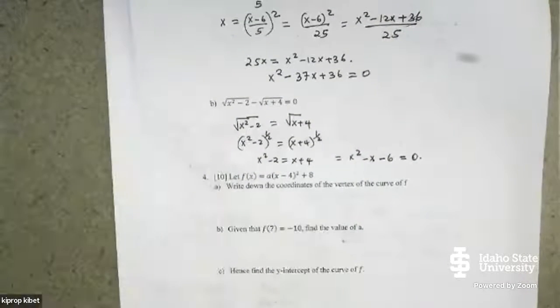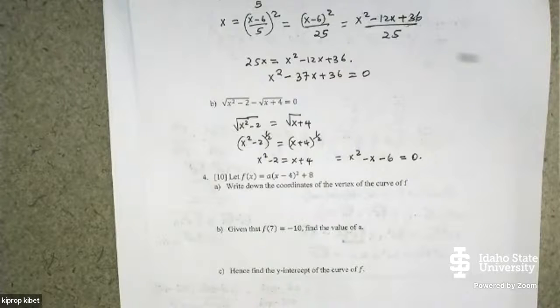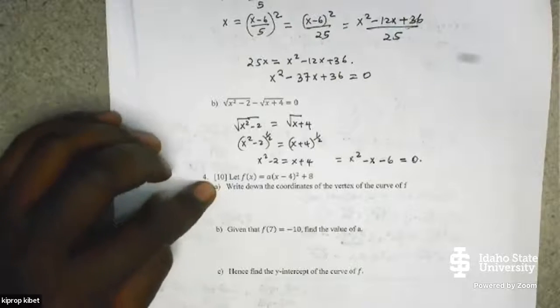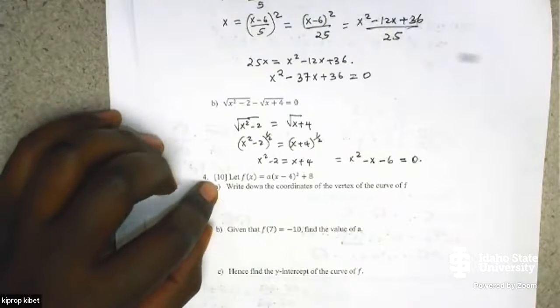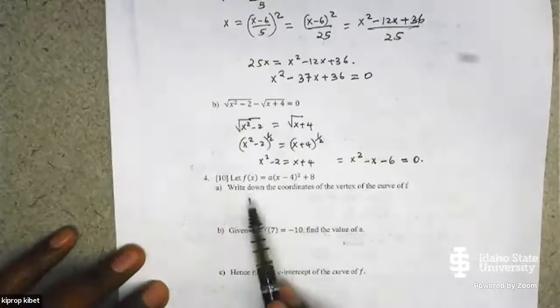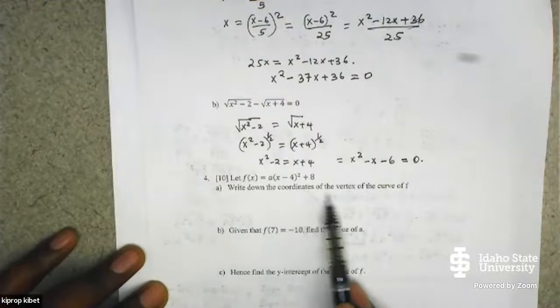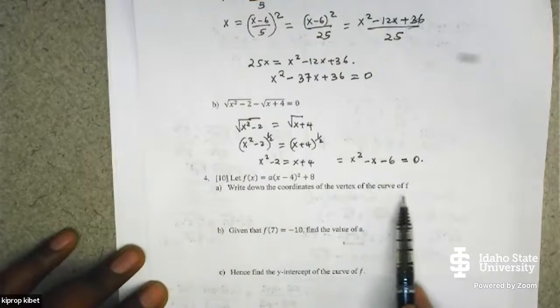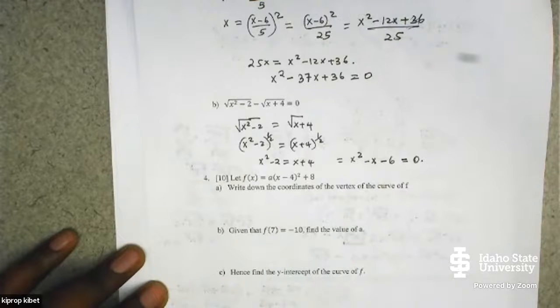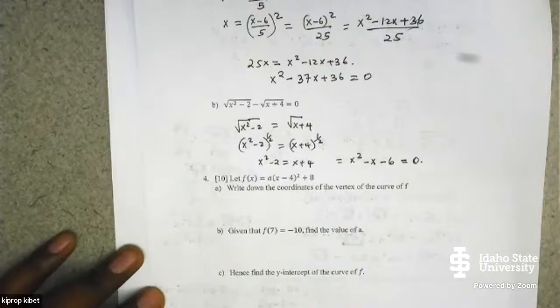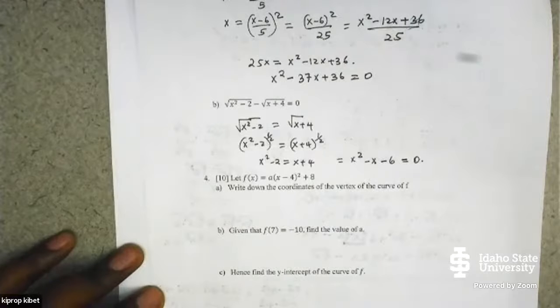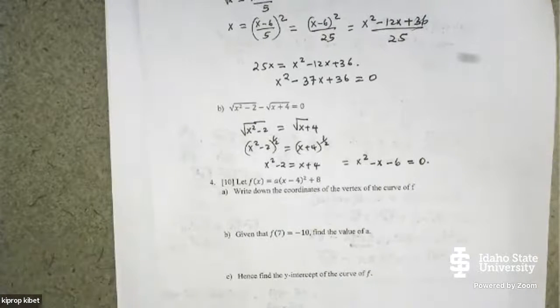Okay, number 10 was, so this was the application. So if you understood very well what we are doing, then you could apply this one so easily. Now, if you look at this, write down the coordinates of the vertex of the curve of f. The vertex is where it is turning, right?